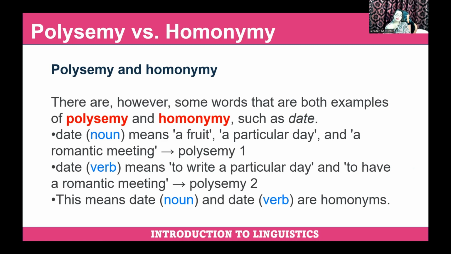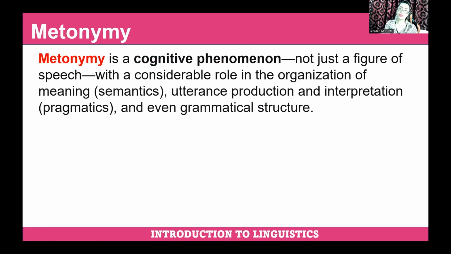I attended a date. I dated this man. So, di ba? I attended a date is a noun, and I dated this man is a verb. This means date noun and date verb are homonymous or homonyms. Tama ba? Okay. So, yung isa nga lang ay noun and verb. Marami pa tayong examples niyan. Yung iba naman, ibang pronunciation. Project, project. Present, present. So, yun.